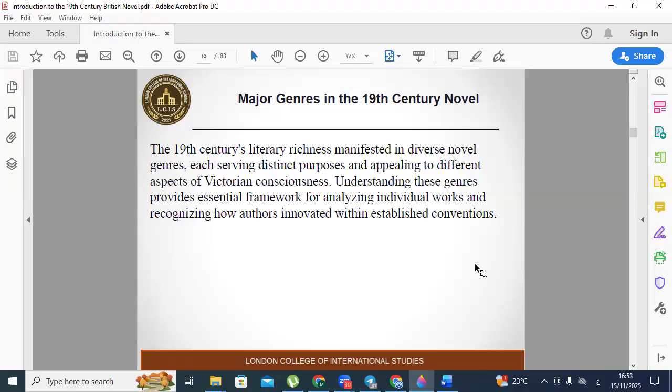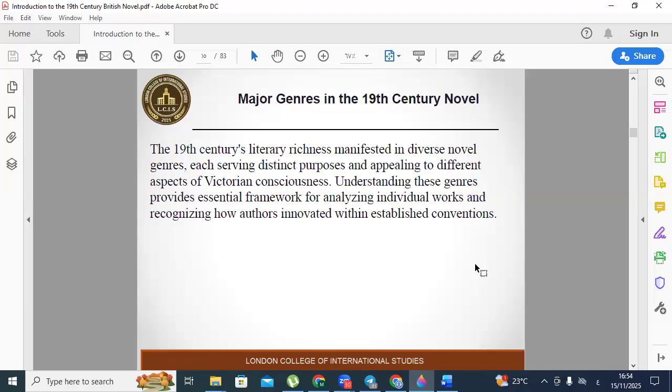The prominence of social problem novels in the 1840s and 1850s reflects concerns about industrial conditions. The Gothic revival in the late Victorian period reflects anxieties about the costs of progress and the persistence of irrationality. We will examine four major genres: the Bildungsroman, or novel of formation, Gothic fiction, the realist novel, and adventure and mystery fiction.